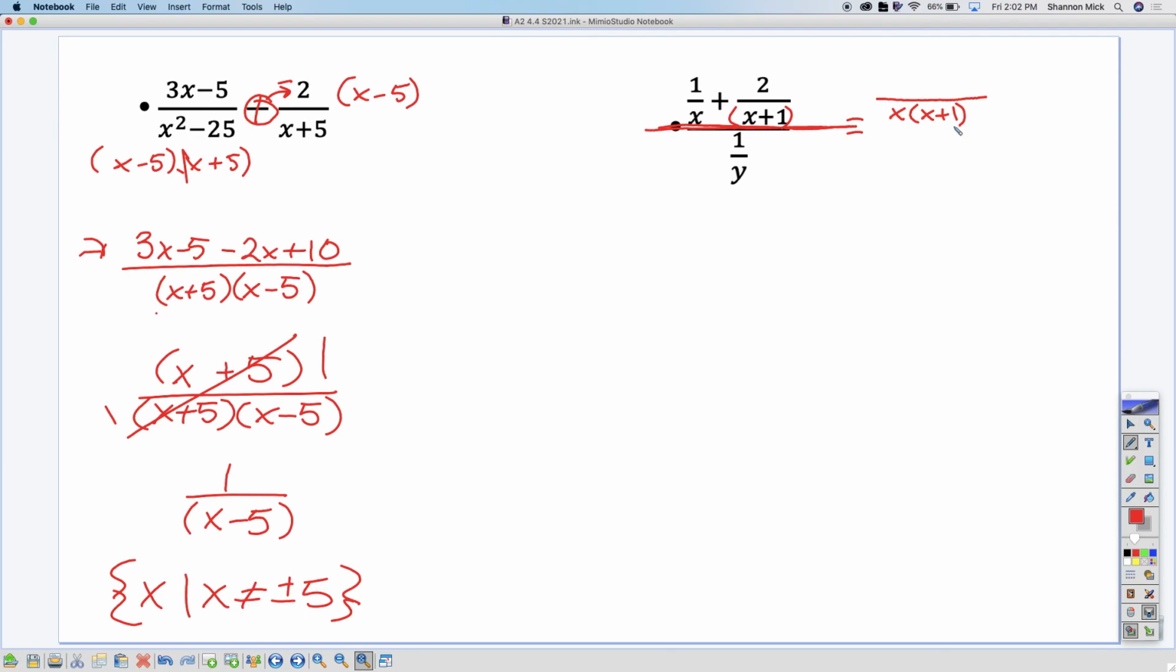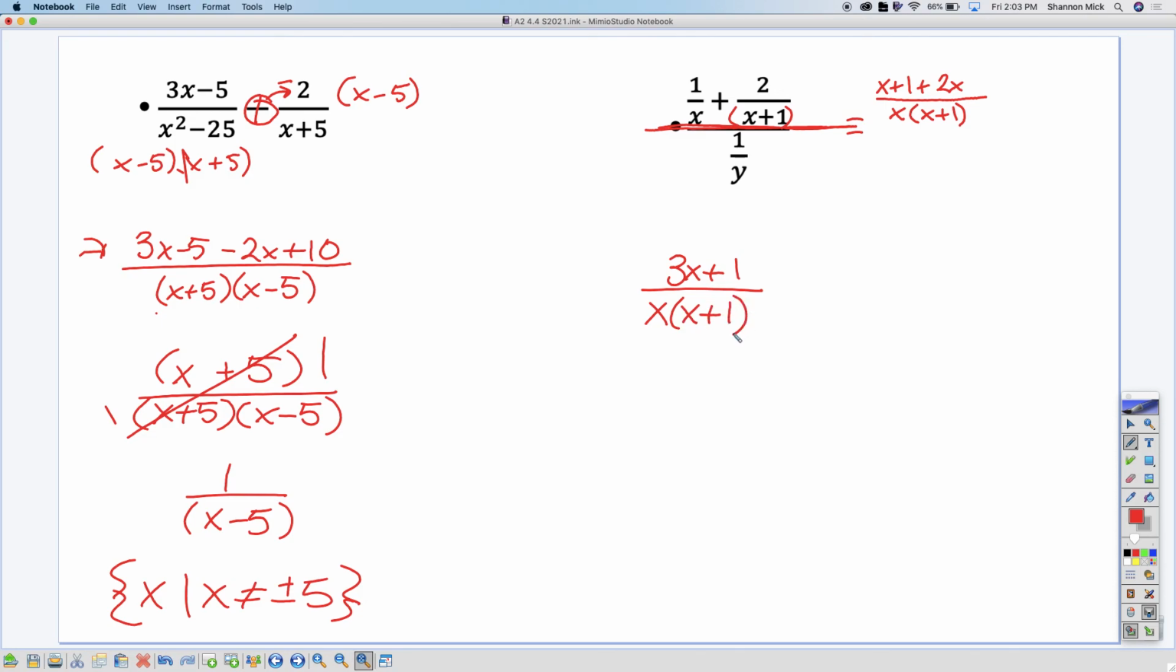So what do I have to multiply the left by? X plus 1. And what do I have to multiply the right by? X. So I have 3x plus 1 over x times x plus 1.